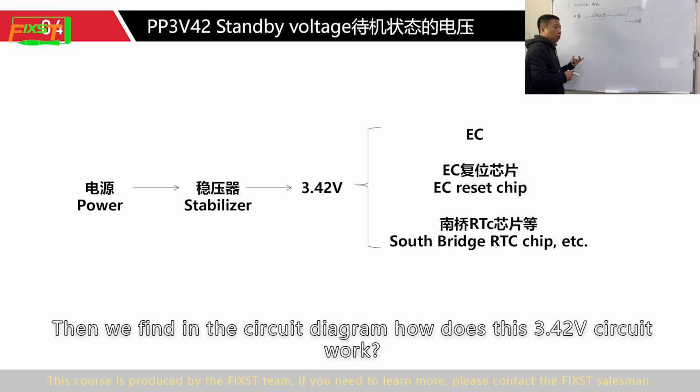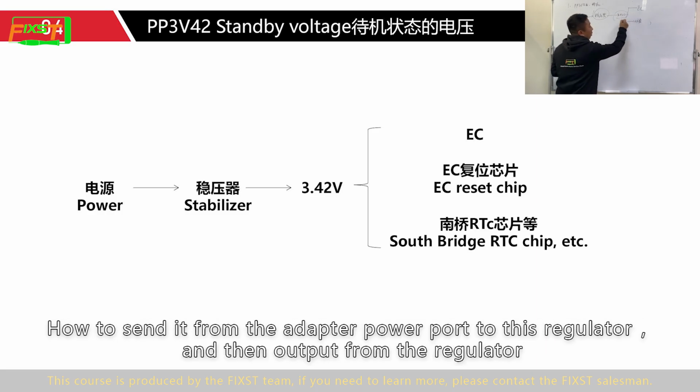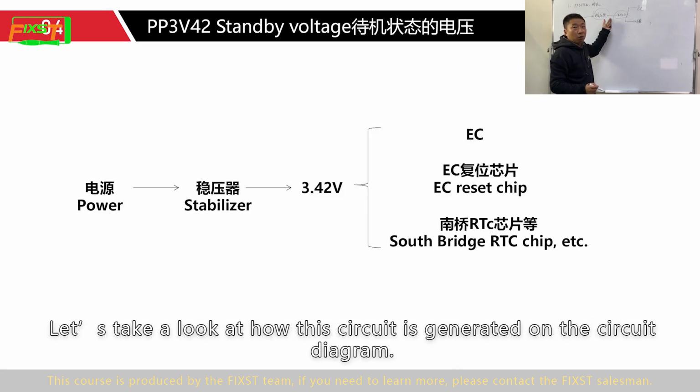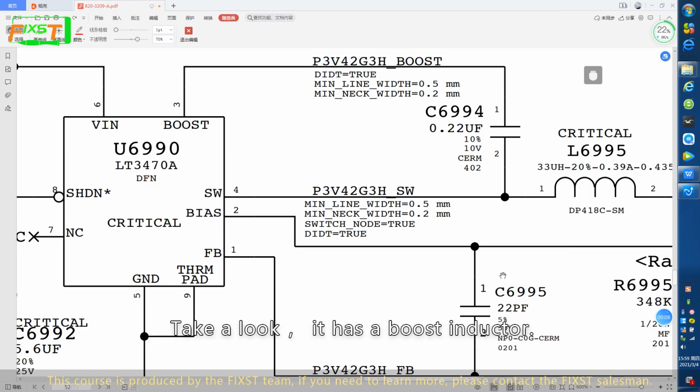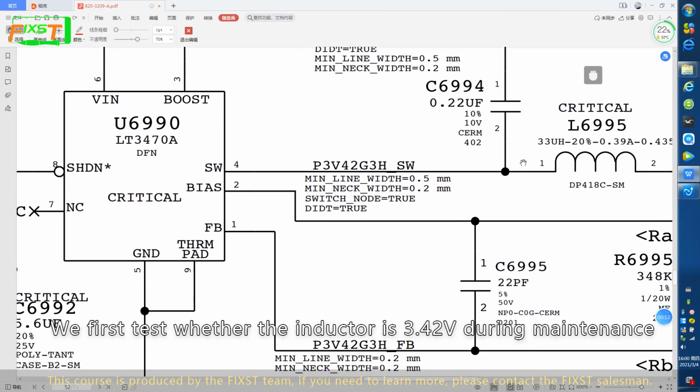Then we find in the circuit diagram how this 3.42 volt circuit works. How to send it from the adapter power port to the regulator and the output from the regulator. Let's take a look at how this circuit is generated on the circuit diagram. Then let's talk about how the 3.42 volt circuit is produced. Take a look, it has a boost inductor. We first test whether the inductor is 3.42 volt during maintenance.